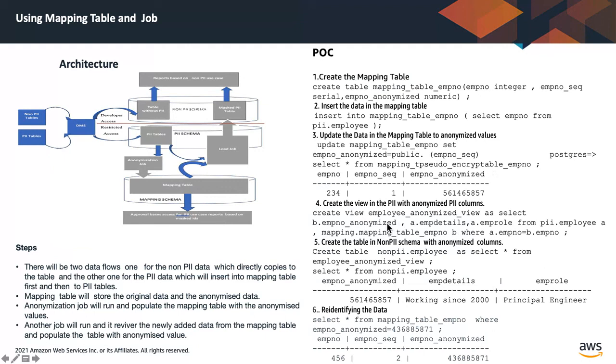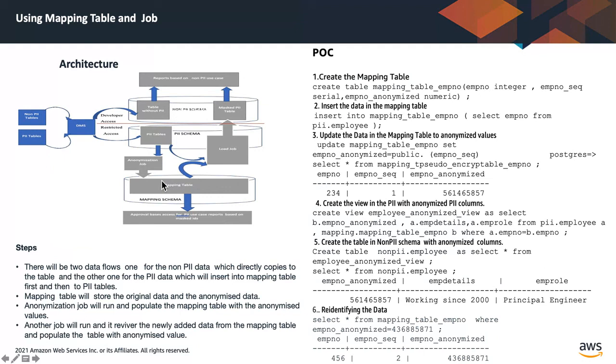And again, we can create a view that is going to hide those actual PII tables and use the anonymized columns by joining these two tables, and then create a table from this view. And finally, if and when required, we can just go and query the mapping table by passing those anonymized values to get the real number.